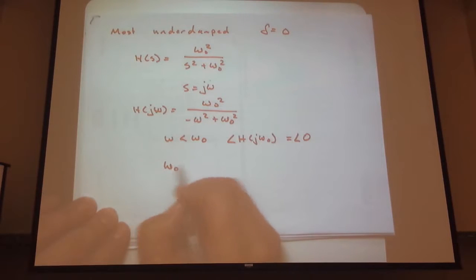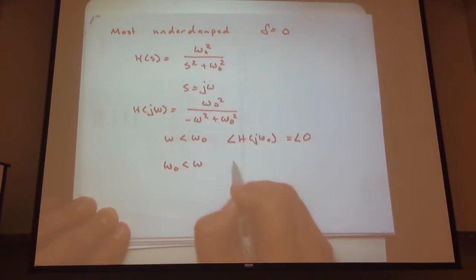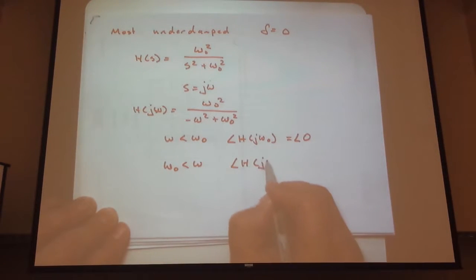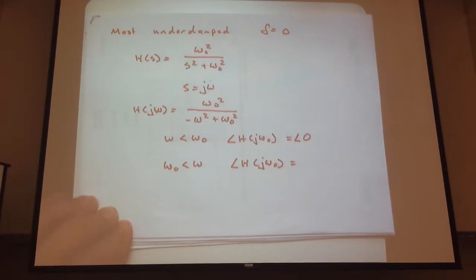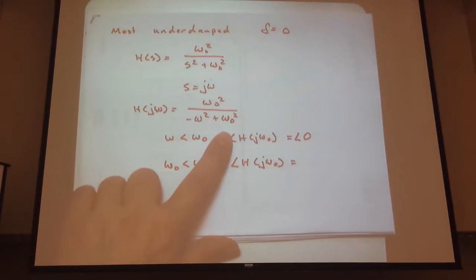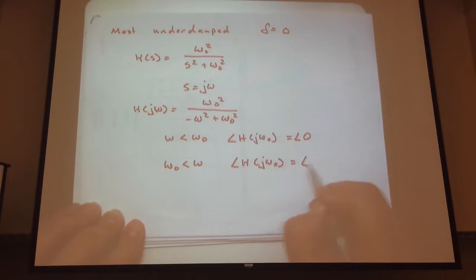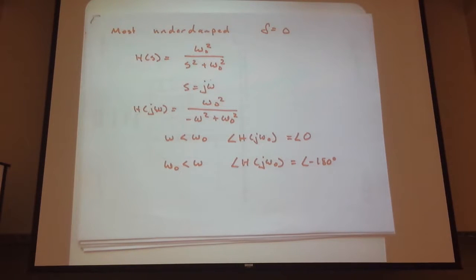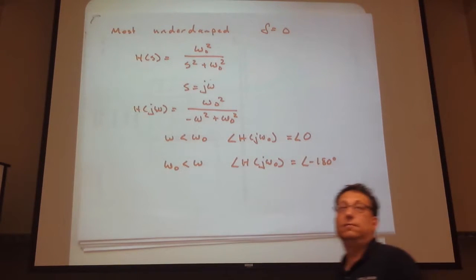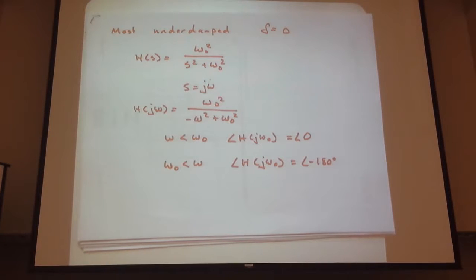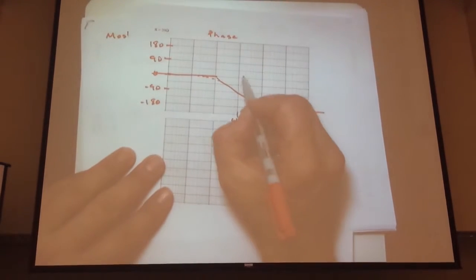On the other hand, for omega naught less than omega, what's the angle of H of j omega now? Well, this is slightly smaller than this, and now we get minus 180 degrees. So what happens when we cross omega naught in this case? What does our phase response look like? So here is our critically damped case.